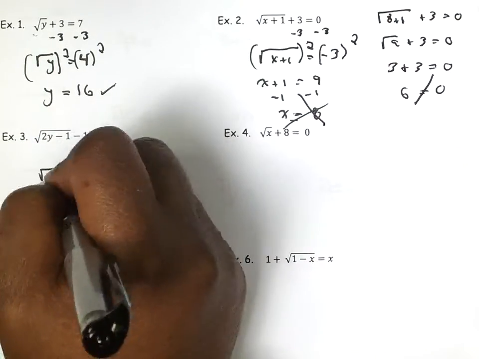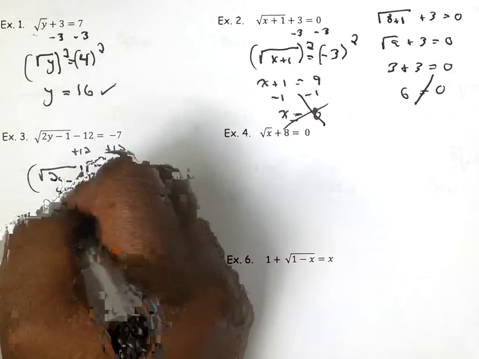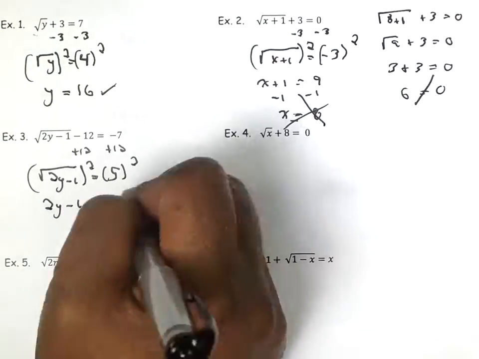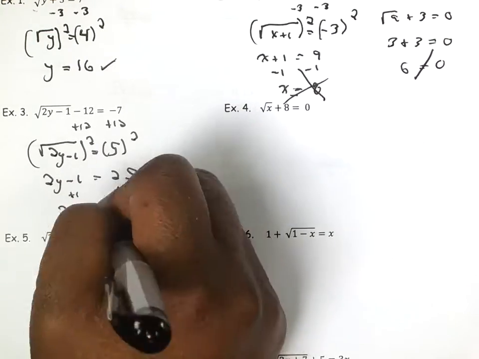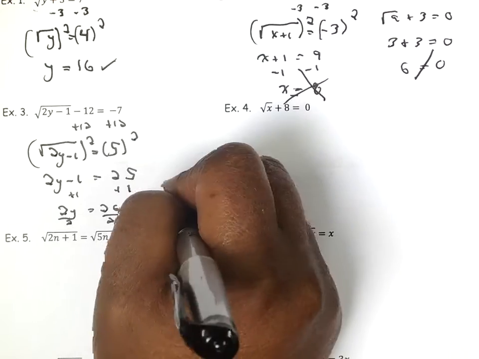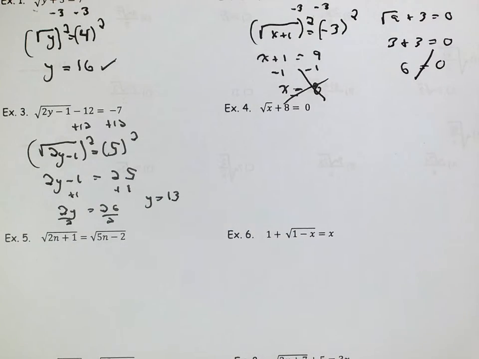Alright, so first I added 12. I have the square root of 2y minus 1 is equal to 5. Then I'm going to square both sides. So 2y minus 1 is 25. I add 1. 2y is 26. Divide by 2. And I get a solution of y is equal to 13.